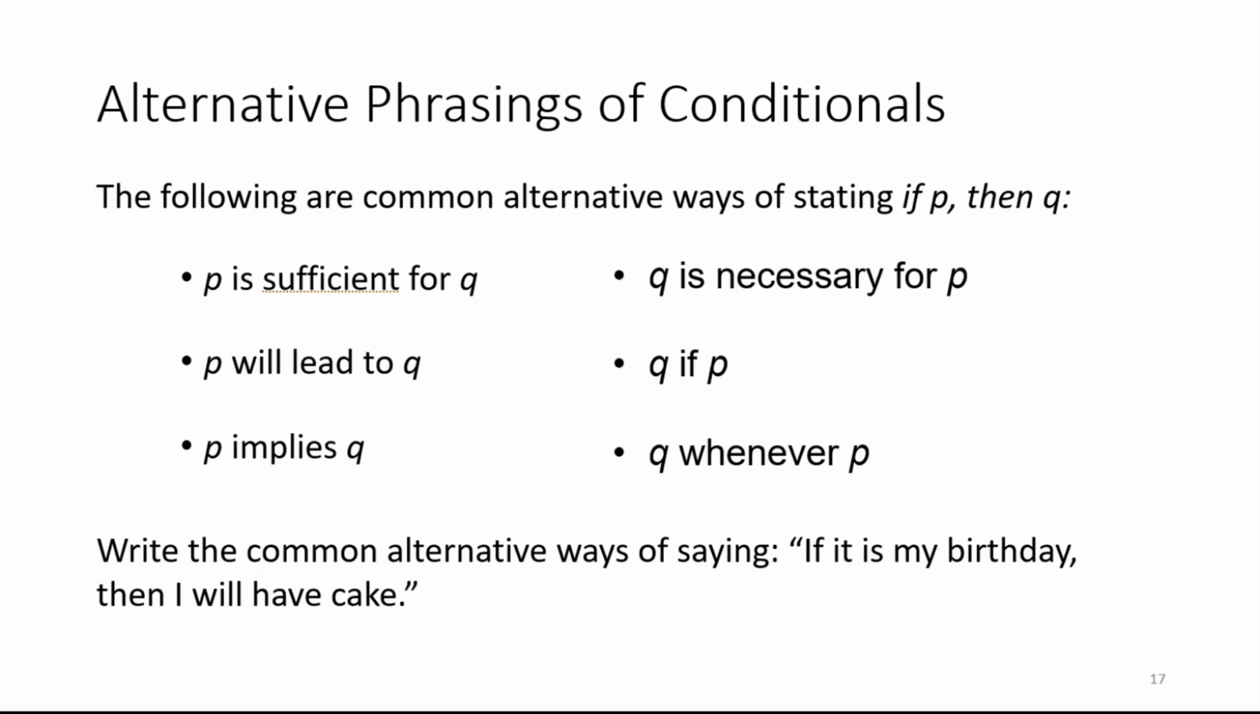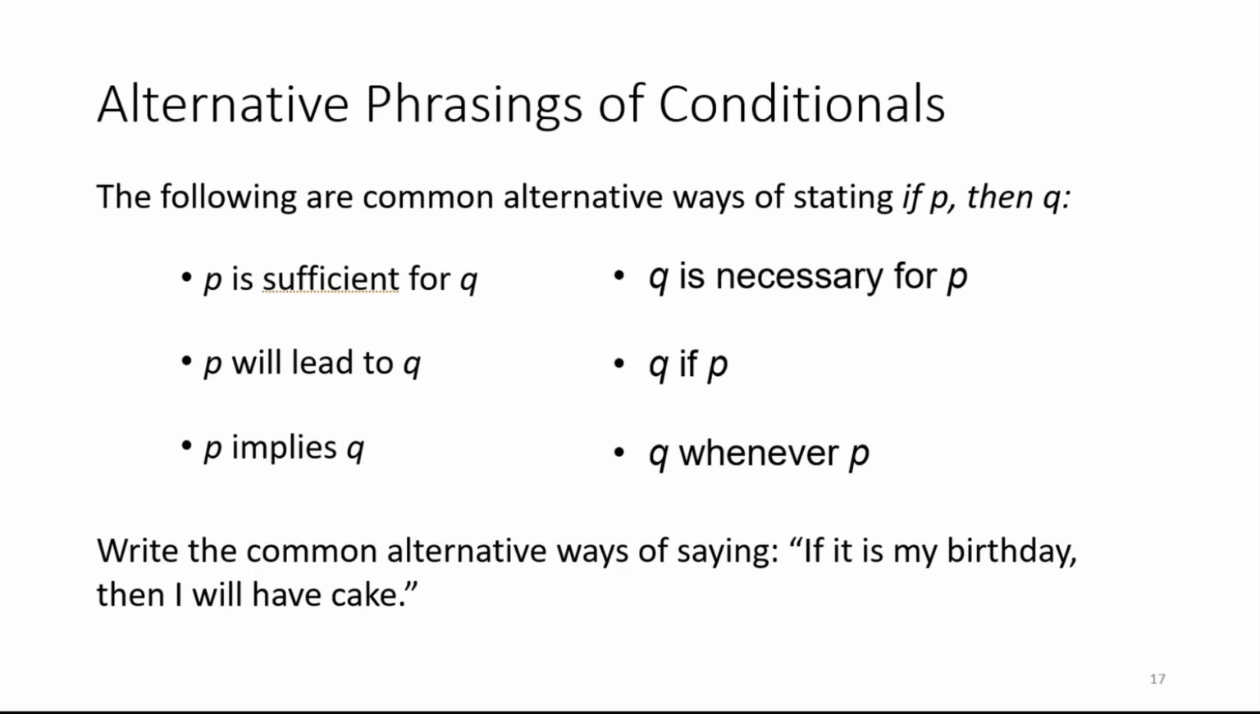To ensure your understanding, write the common alternative ways of saying, if it is my birthday, then I will have cake. Let's do this together, starting with P is sufficient for Q. My birthday is sufficient for cake. The second one, my birthday will lead to cake. Third, my birthday implies I will have cake.